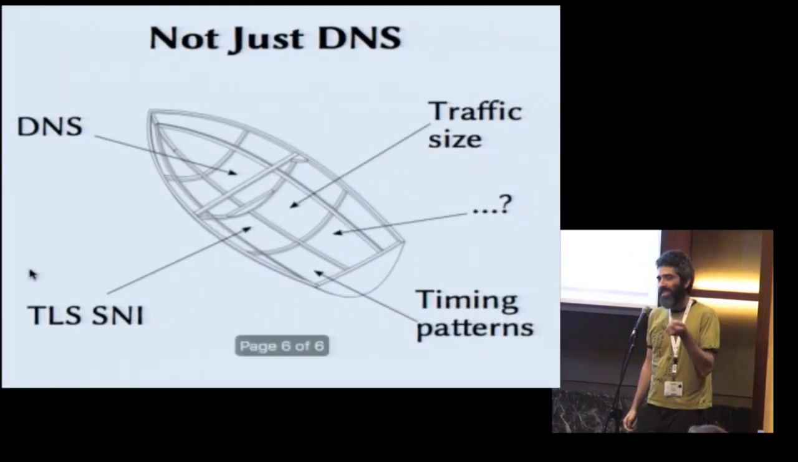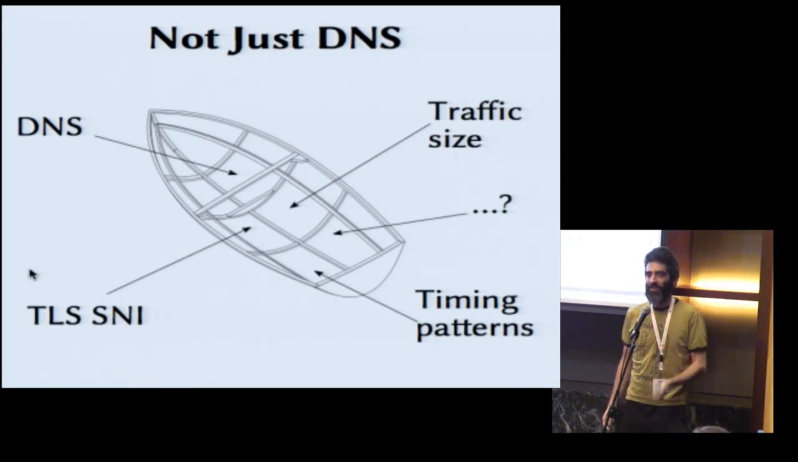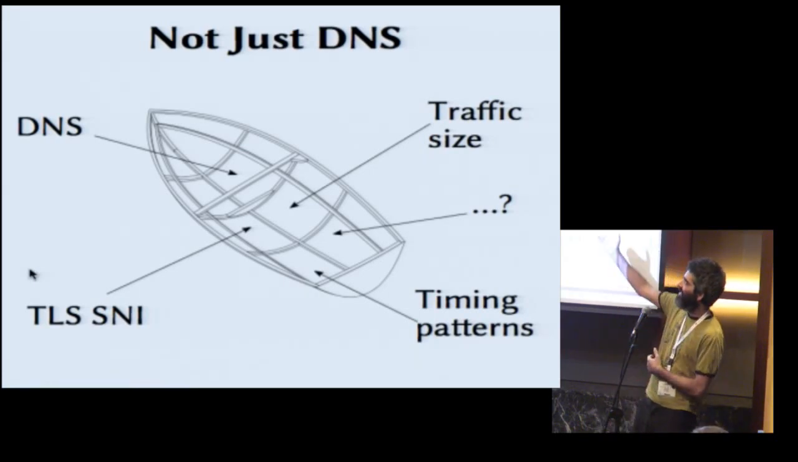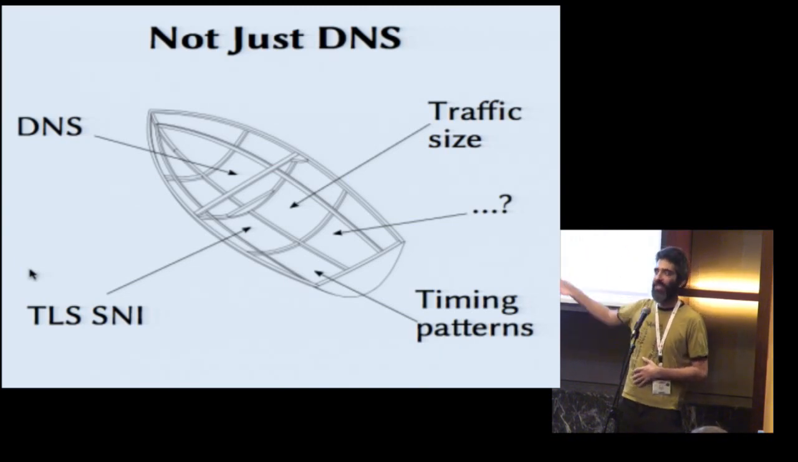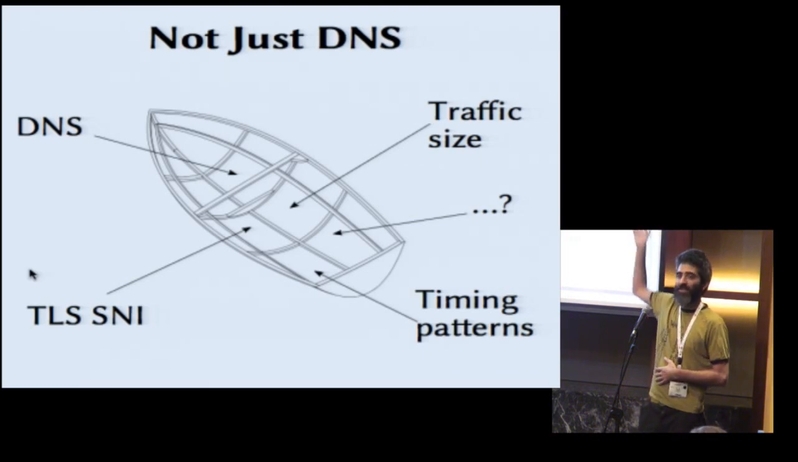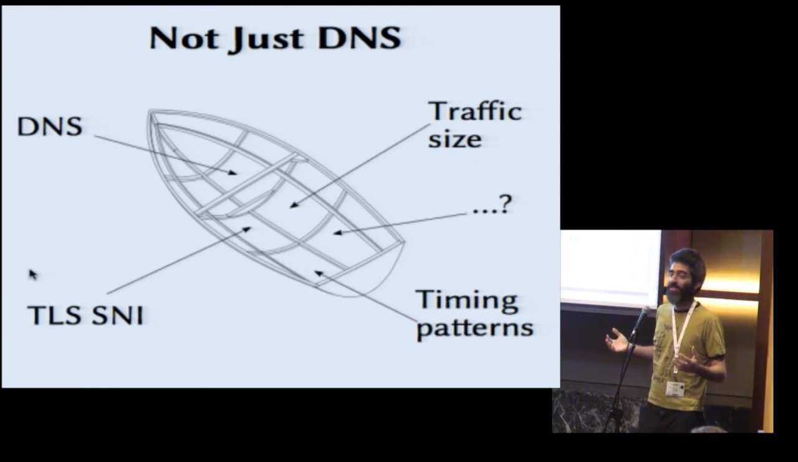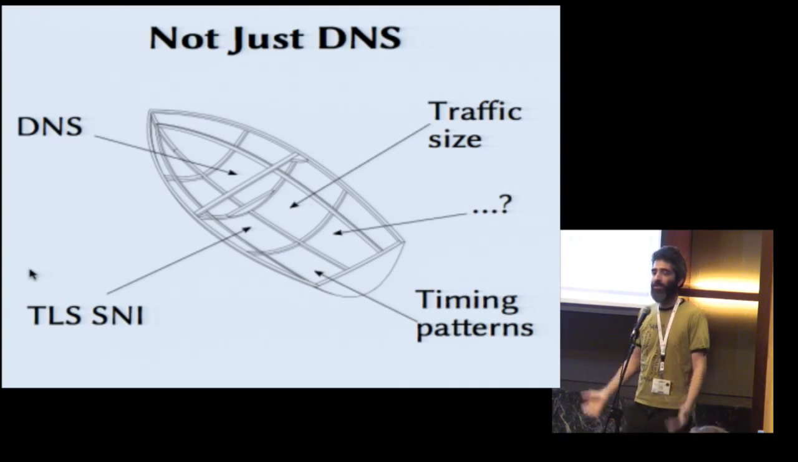And I want to point out that DNS is one little piece of these leakages, right? So this is a boat here. DNS is leaking in the middle of the boat. But there's leaks coming from the TLS layer, the server name indication in TLS leaks. There's leaks from the traffic size of different kinds of packets that you send, timing patterns. There's probably lots of other leaks that we don't know about.